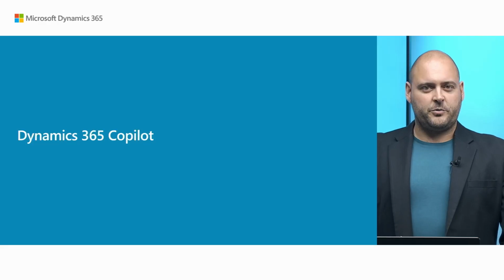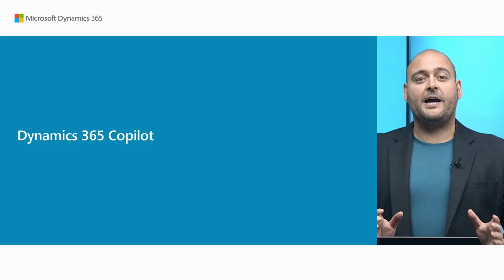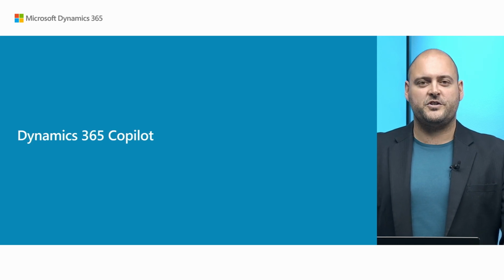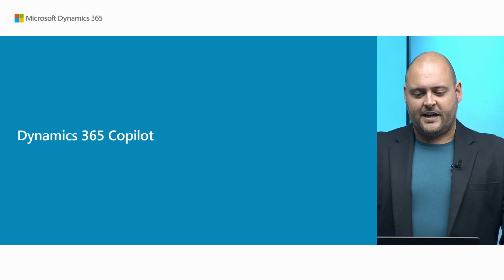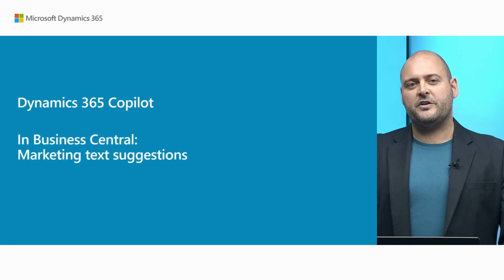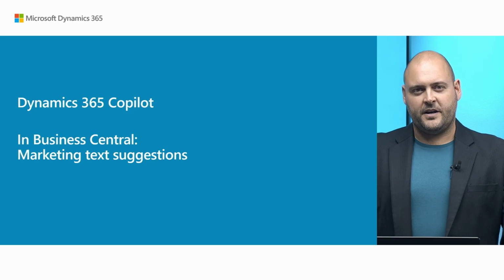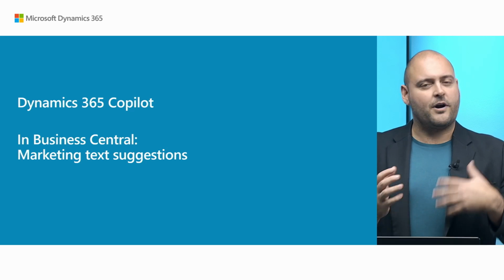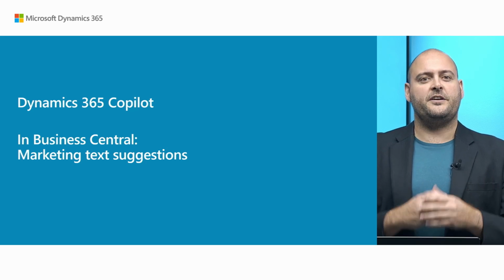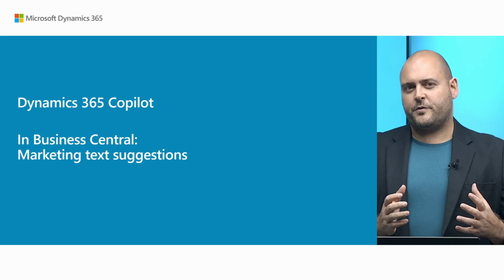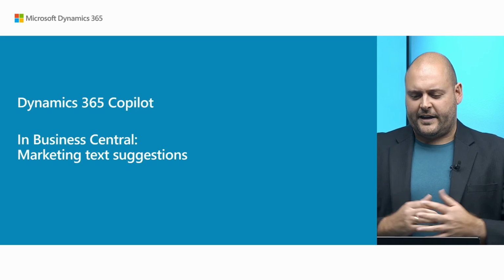Now, in March 2023, we introduced you to Dynamics 365 Copilot, the world's first AI-powered assistant across ERP and CRM. And in Business Central, Copilot initially had just one skill: marketing text suggestions. Giving our customers that boost of creativity by drafting compelling product descriptions that help them bring their products to market faster. Now, our vision for Copilot has really gone well beyond that.